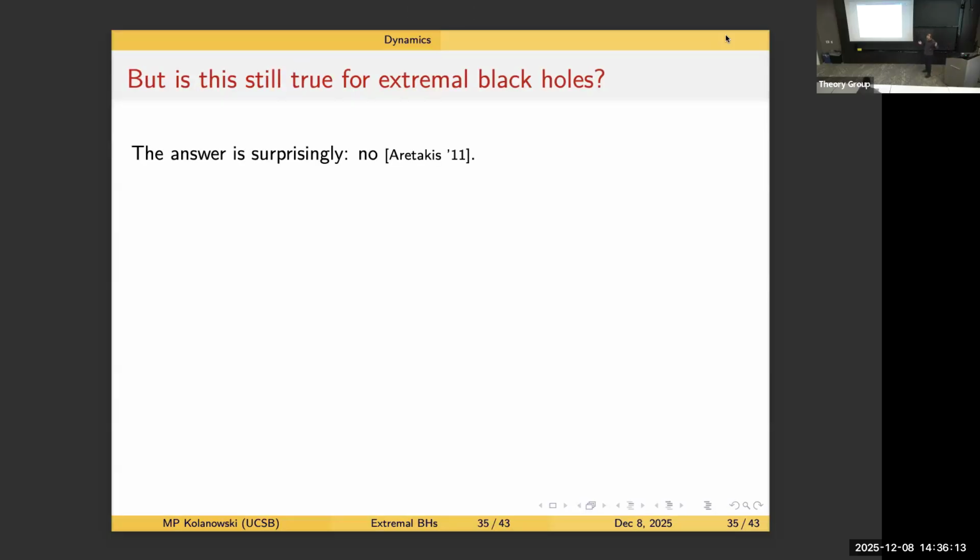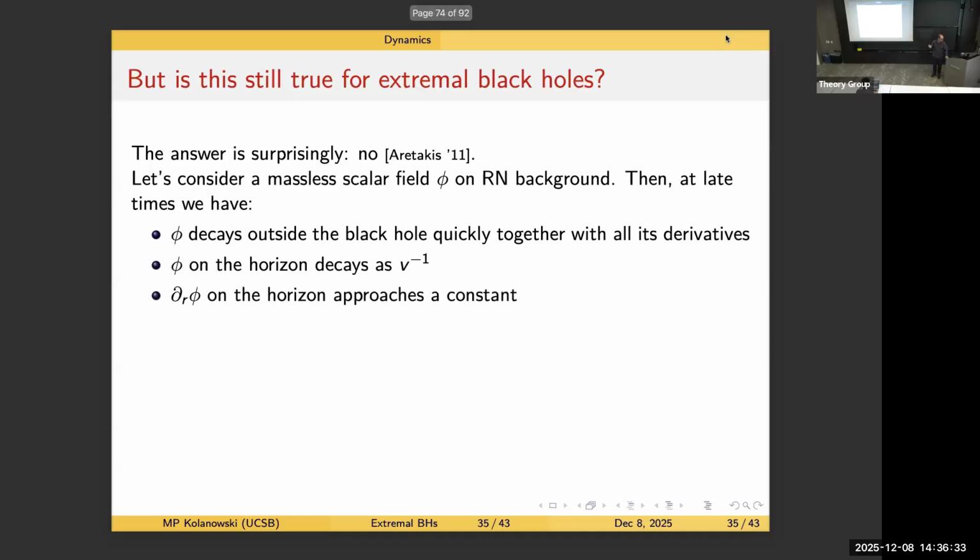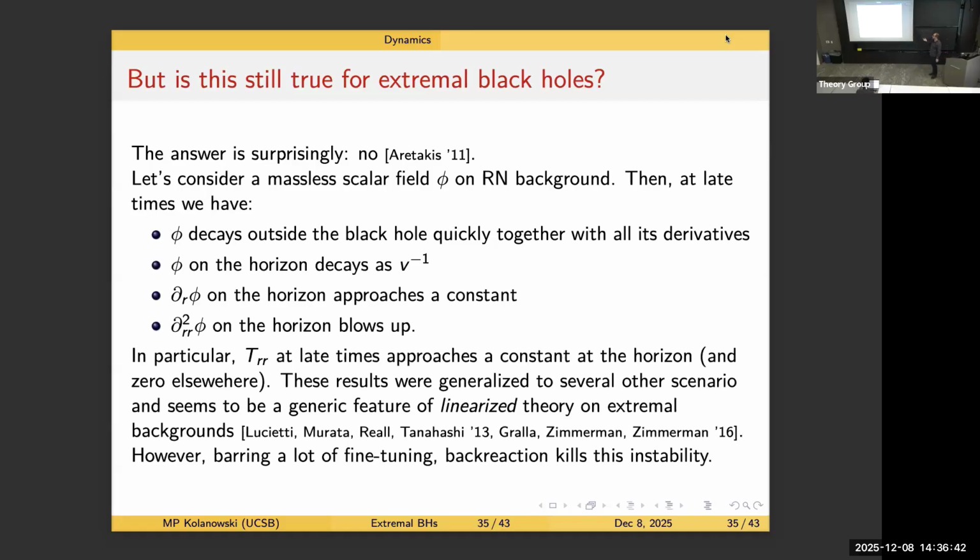So Aretakis showed that if you just consider a massless scalar on an extremal background, then at late times, this scalar outside the black hole decays with all its derivatives very quickly. But on the horizon, it decays like 1 over v, where v is the affine time on the horizon. But the first radial derivative on the horizon actually approaches a constant at late times, and then the second derivative actually blows up at late times. So in particular, the energy momentum tensor at late times goes to a generically non-zero constant at the horizon, but is 0 outside.